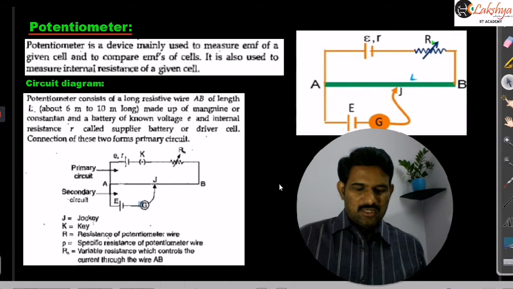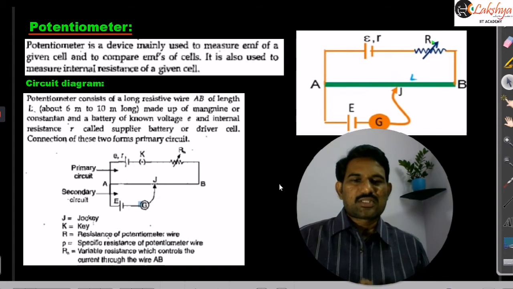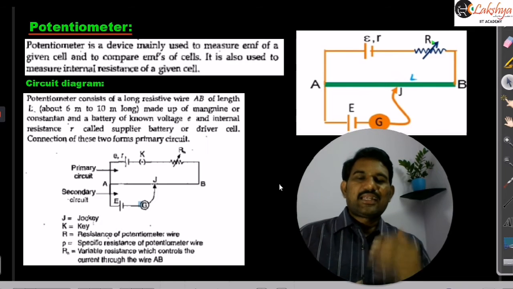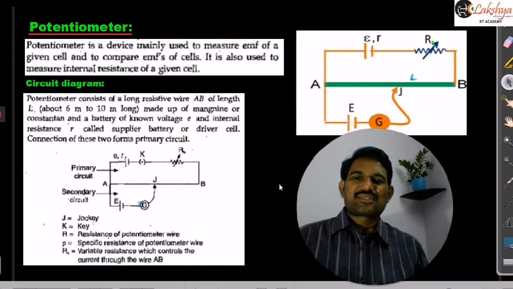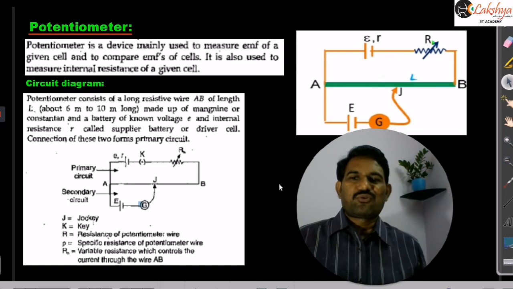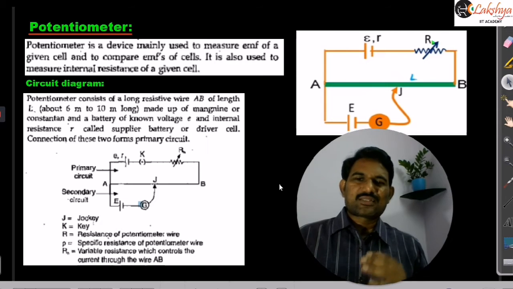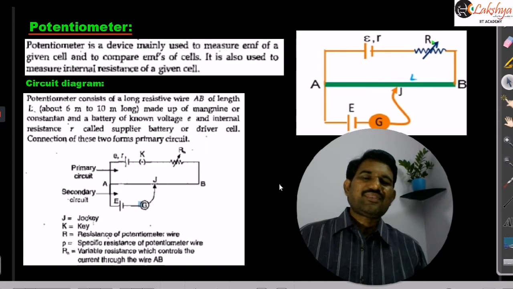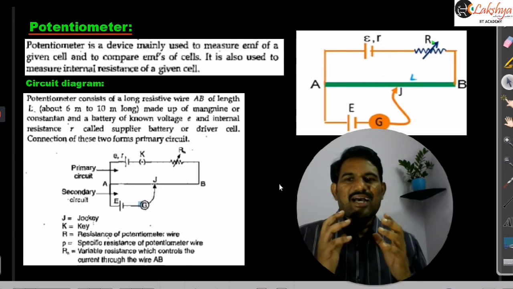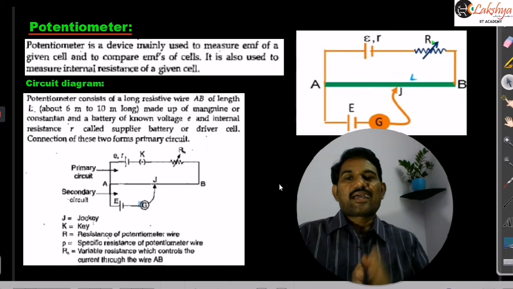We can find the potential difference between any two points in a circuit, we can find the internal resistance of a cell, and we can find any thermo EMF produced in a circuit. Thermo EMF we will discuss later. It is also used to calibrate many devices like the voltmeter, and the main advantage of this potentiometer is that it gives a more accurate value when compared to a voltmeter.